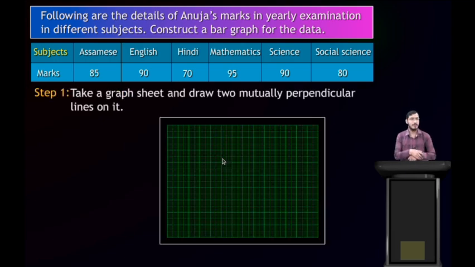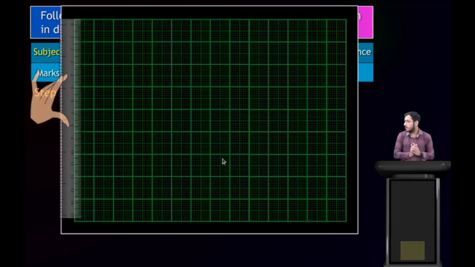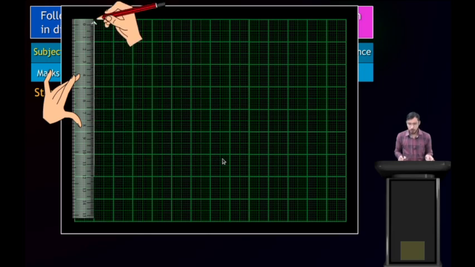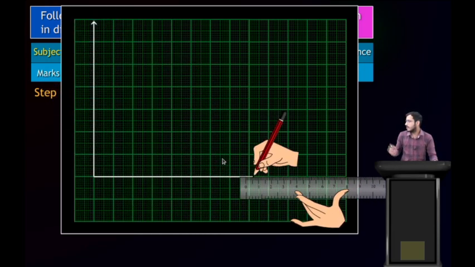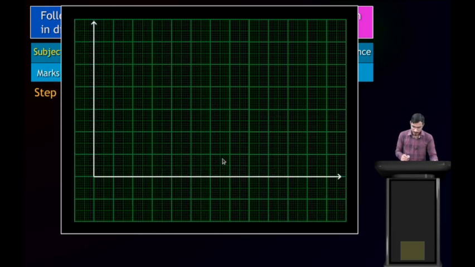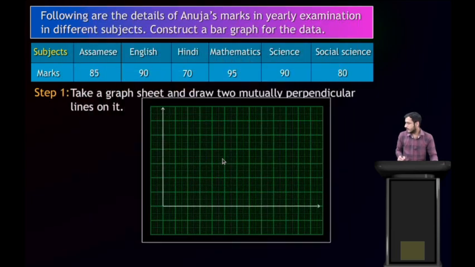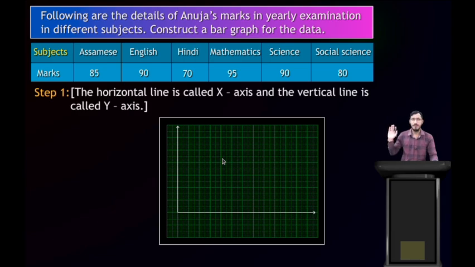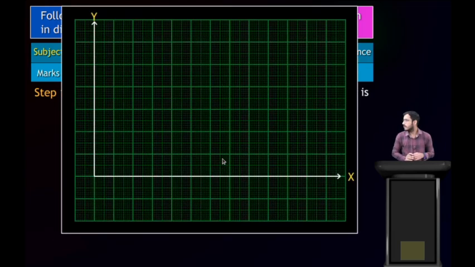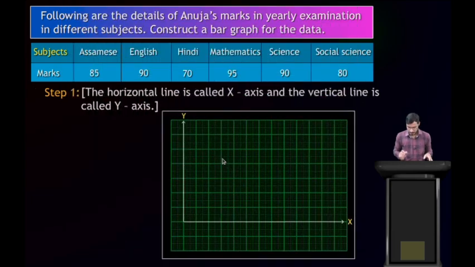The first step is to take a graph sheet and draw two mutually perpendicular lines on it. So first, draw two mutually perpendicular lines like this, you can see. One is a horizontal line, that is the x-axis, and the second one is a vertical line, that is the y-axis. The horizontal line is called the x-axis and the vertical line is called the y-axis.